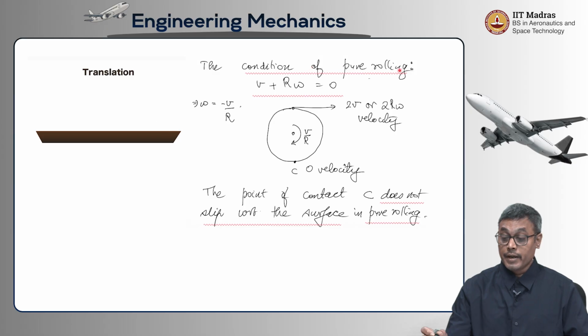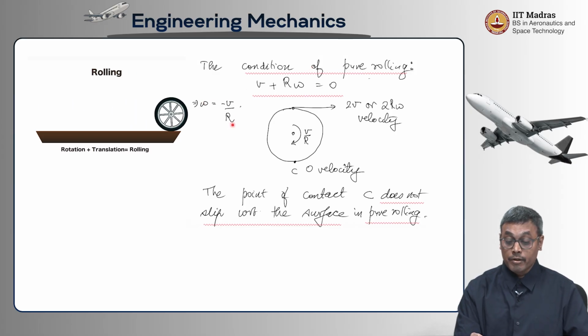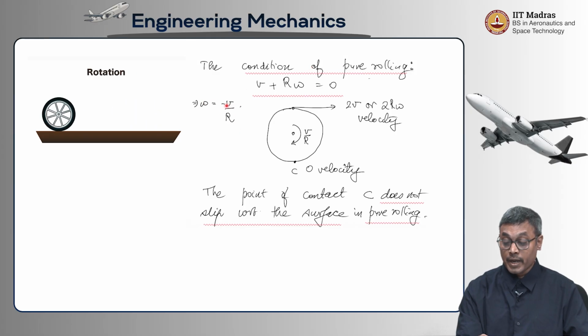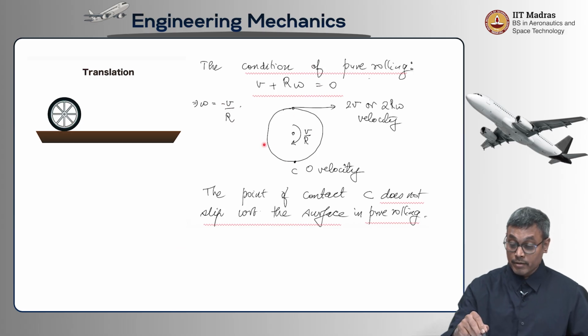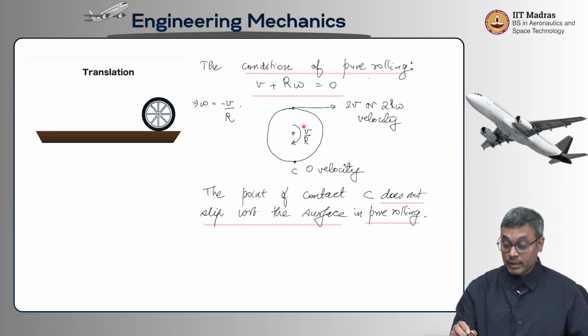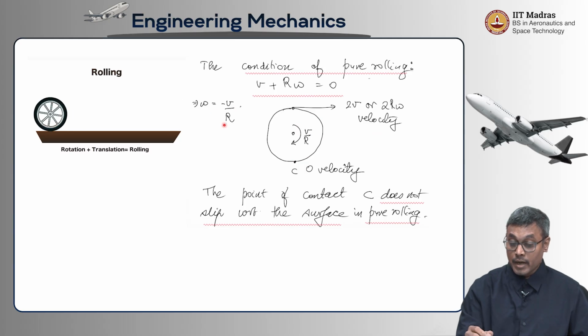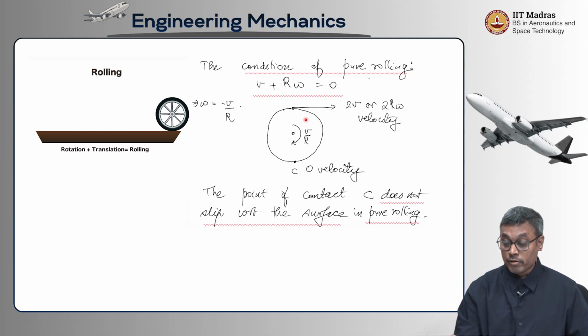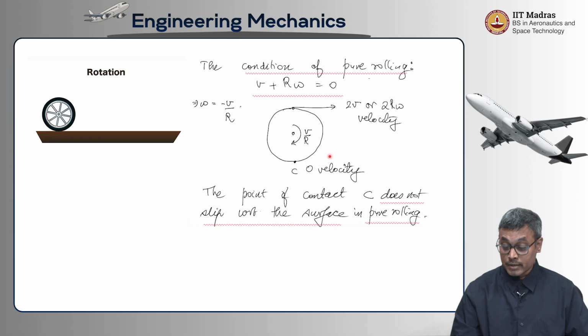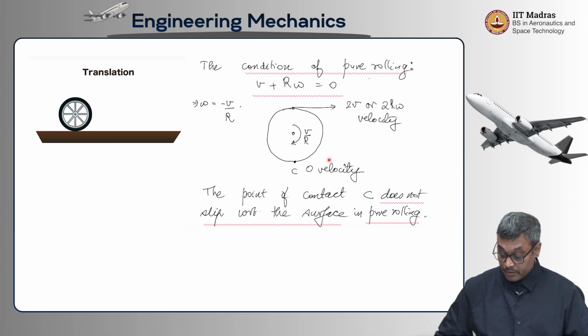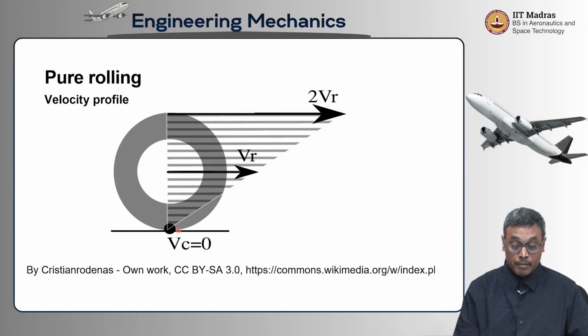So in the condition of pure rolling, omega equal to minus v by r. We happen to get minus because the rotation actually has to follow this path, the translation has to follow this path, and these two effectively oppose each other to produce zero velocity at the point of contact. So in pure rolling, this is the velocity profile. The point of contact actually has zero velocity. The topmost point has the greatest velocity, linear velocity, relative to the ground.